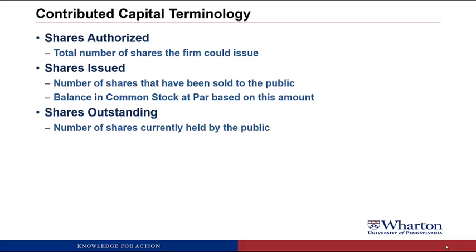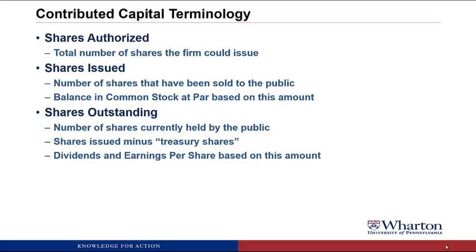Another key term is shares outstanding. These are the number of shares that are currently held by the public. How can that be different than shares issued? Well, it's because companies buy back their stocks in these treasury shares. So shares outstanding equals the shares issued minus the treasury shares, minus the shares the company has bought back over time. The dividend payments and numbers like earnings per share are based on this amount. So dividends are paid to shares outstanding. And when you see earnings per share reported, which we'll talk about later, that's based on the shares outstanding.